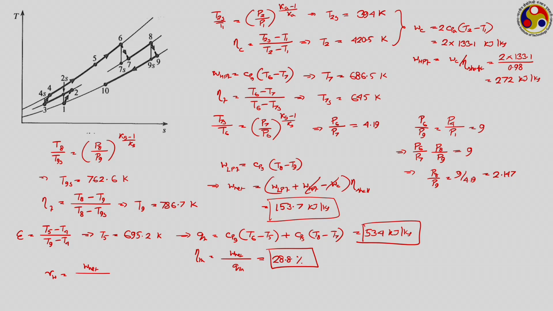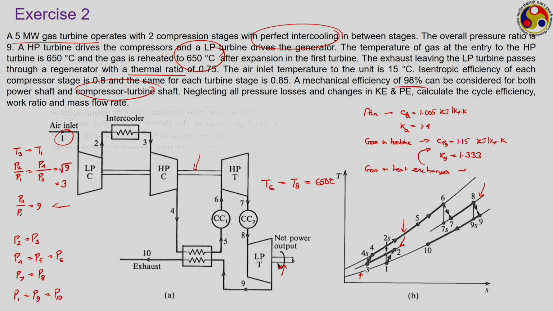Now, how much is the gross work output? The gross work output is the work produced by the HP turbine plus the work produced by the LP turbine. If you do the calculation, it will come out equal to 0.358. We could have also calculated the back work ratio from there, and the final answer that we have to calculate is the mass flow rate.